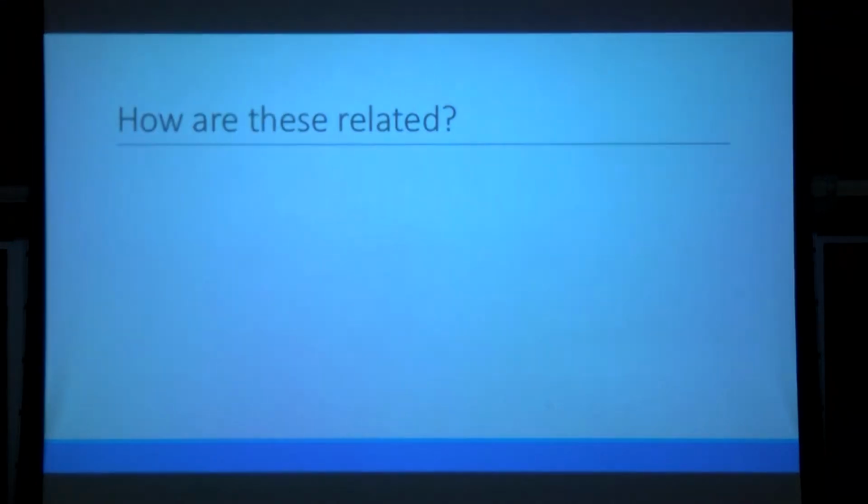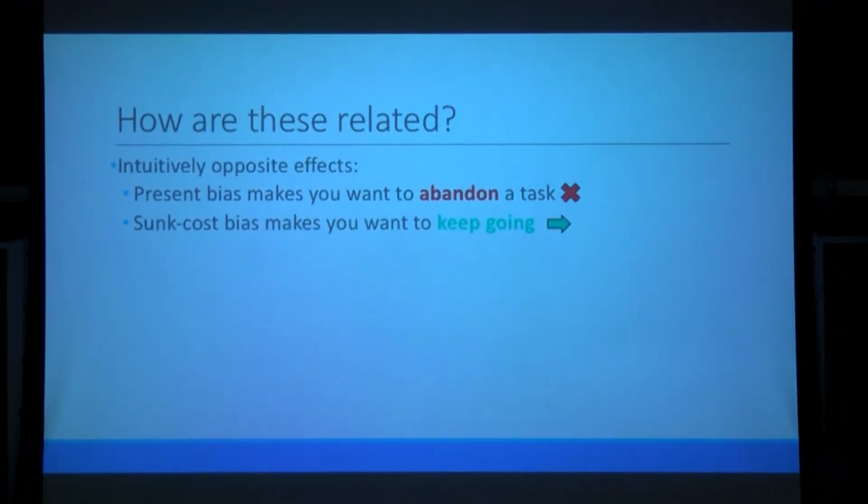And so you could ask, how are these related, and why am I even talking about them together? And intuitively, here's why. Present bias makes you want to abandon a task. It makes you not want to keep going anymore. The cost seems too high, you just want to stay home. Sunk cost bias, on the other hand, has the opposite effect. It pushes you forward. It makes you want to keep going despite the fact that things look expensive.